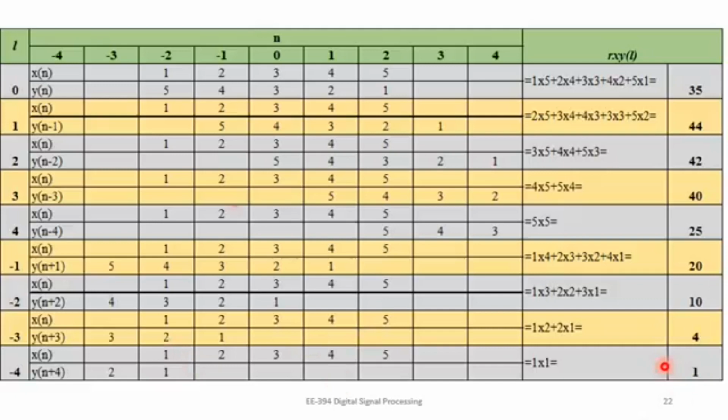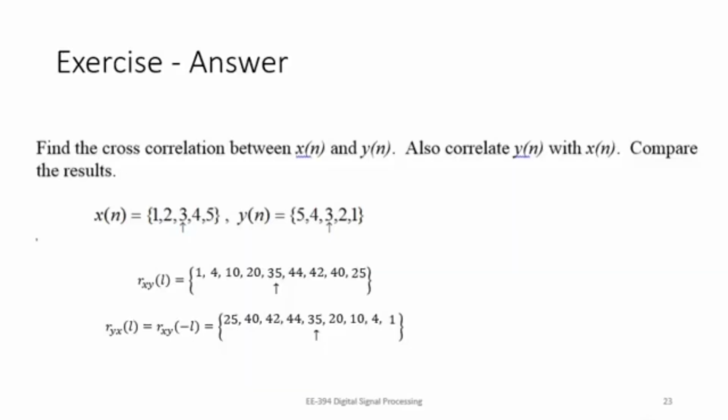So the complete possible overlaps are here. So the correlation will be starting from the most negative value, -4, -3, -2, -1, and then 0, 1, 2, 3, 4. So when you write the answer, it will be 1, 4, 10, 20, 35, 44, 42, 40, and 25 based on the values of L. So the answer to this question is R_xy of L gives us these values.